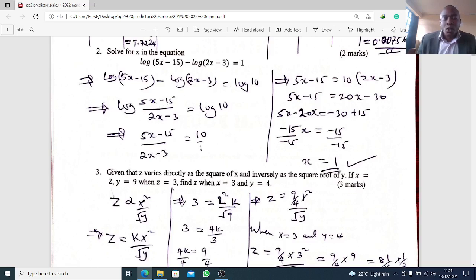10 over 1. So if we have that, we cross multiply, we shall be having 5x minus 15 equals 20x minus 30, because it is 10 into 2x minus 3. So this is 5x minus 15 equals 20x minus 30. So we shall put like terms together. It is 5x minus 20x, you take this the other side, it is minus 30 plus 15. So this gives you minus 15x equals minus 15. We divide by minus 15, divide by minus 15, x equals 1.